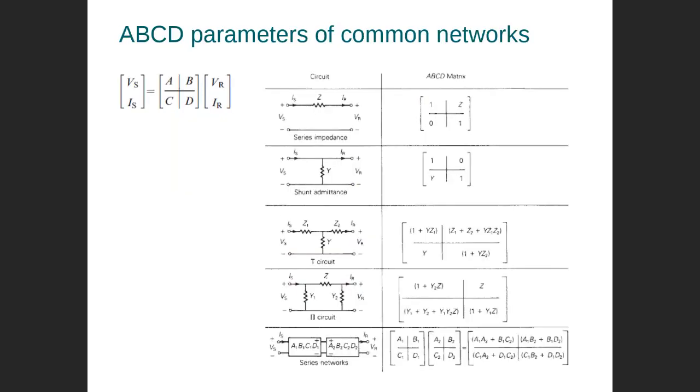Now, the ABCD parameters of common networks. If we have a network like this, a short transmission line, we can represent it this way with A, B, C, D. So what do we need to remember from this? You need to remember these three: 1, 2, 3. You don't need to memorize these two.